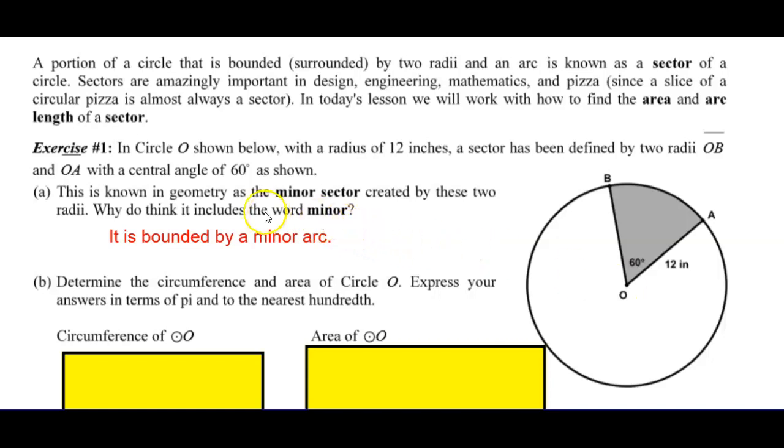And so we know that this is called a minor sector, formed by those two radii. The reason it includes the word minor is because it's bound by a minor arc. So we have a minor sector, and we have a major sector.